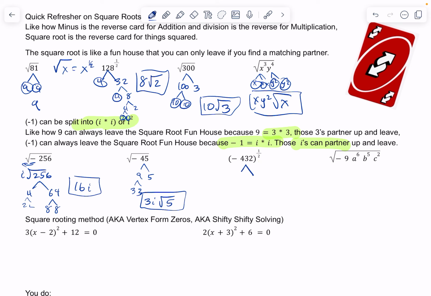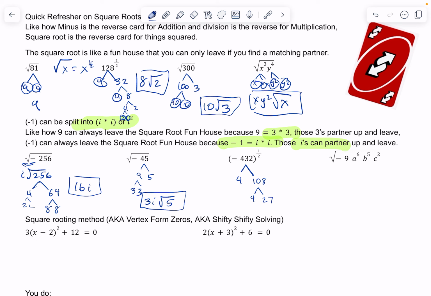This is the same thing as square root, so let's split this up. I would like to use my 4, so 4 goes into that. Let's set this up. I'm just going to use another 4.